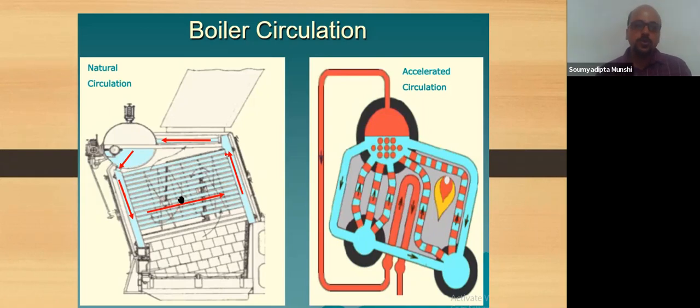So the downcomers contain relatively cold water, whereas the water wall tube contains the steam water mixture. So that means the water wall tube has more temperature than the downcomer at the starting point of the downcomer, because the temperature is less.